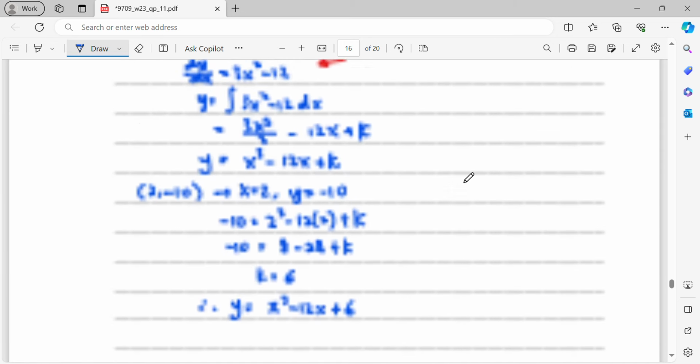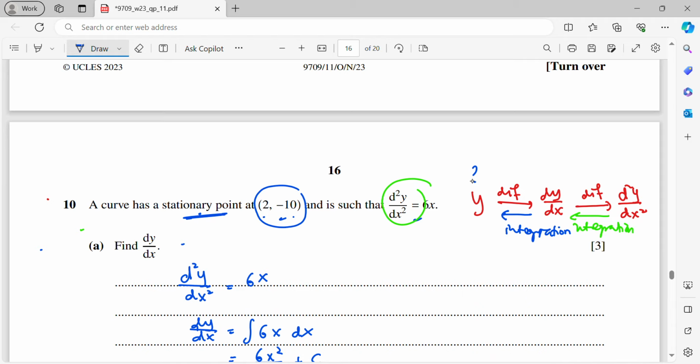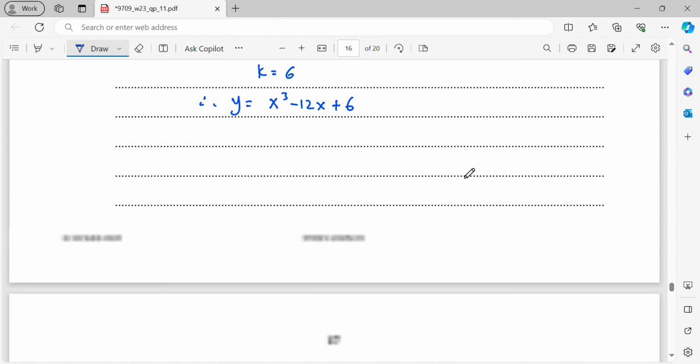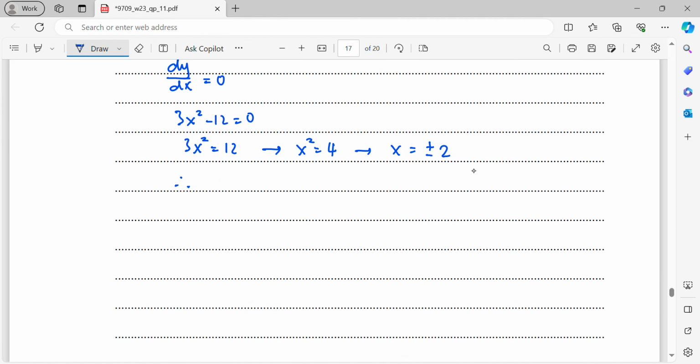So go back to the previous question. You are given one stationary point at x equals 2. That means the other x should be minus 2 right now. So I will just write the other stationary point. That means the x is negative 2.